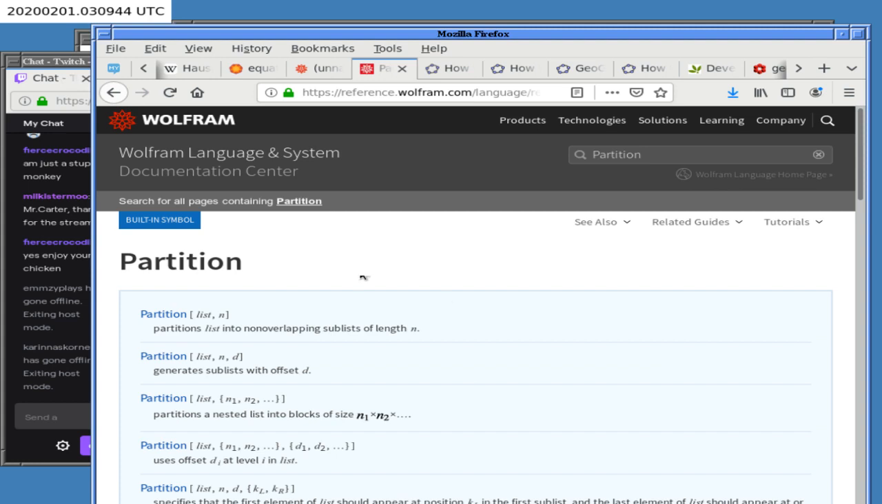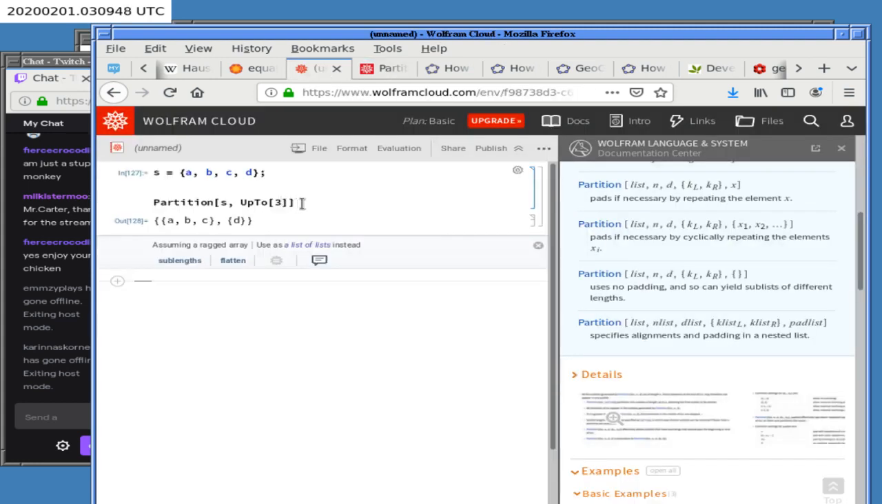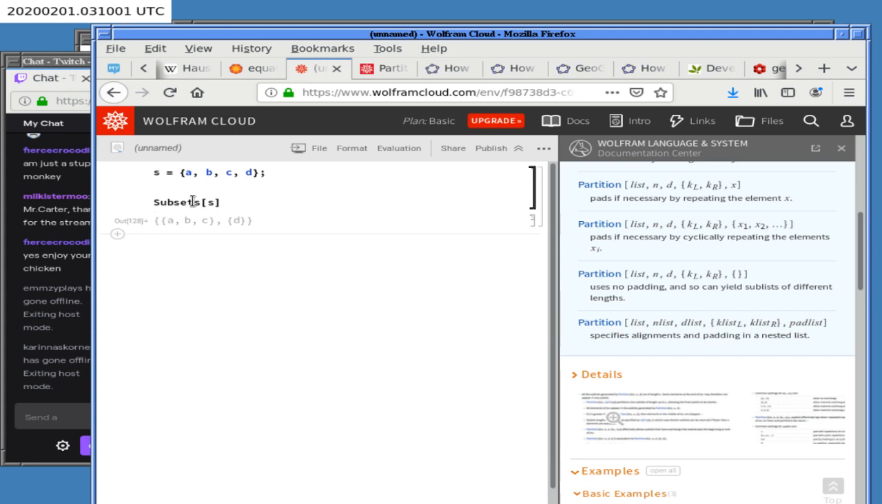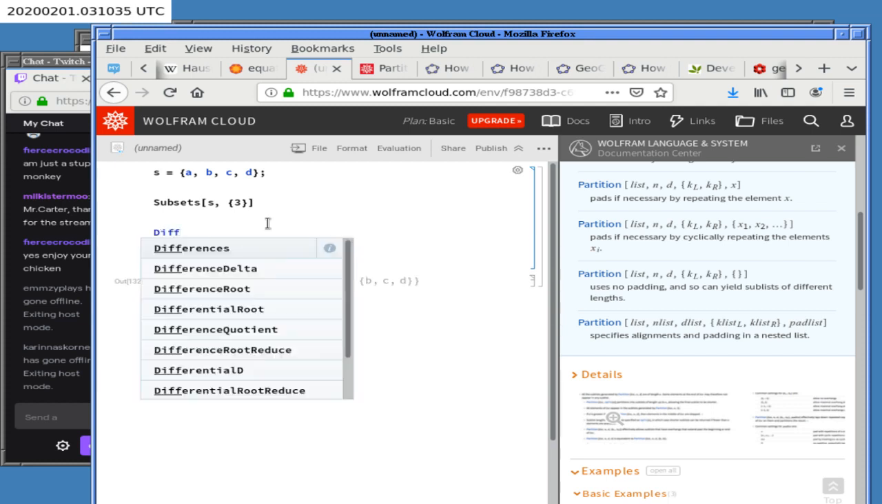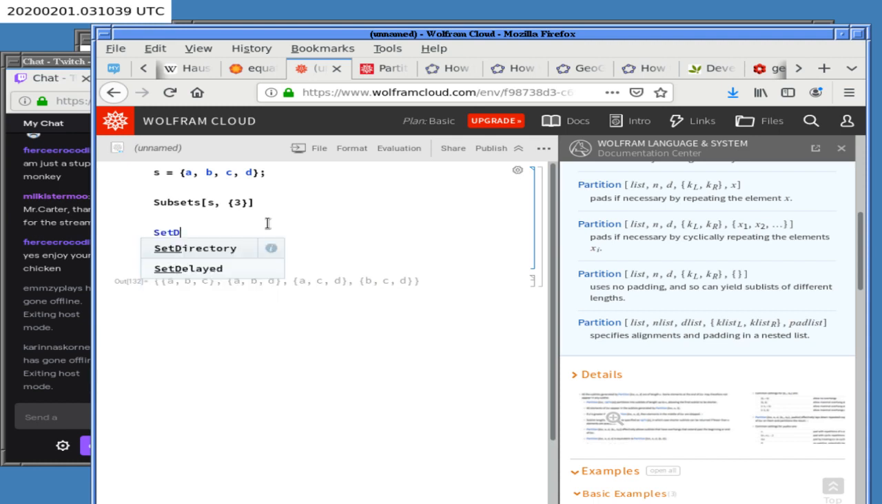So partition. So now what we want is not... right. So we still want subsets of S. Stand by. Subsets of S. And then on one of those, we could say, for example, partition... no, we don't want subsets of S, because there's only one subset of S that has length 4. We don't even want permutations, really. Okay, so what we want is all the subsets of length 3, and then from there we want the set difference. I think we actually have to say SetDifference.